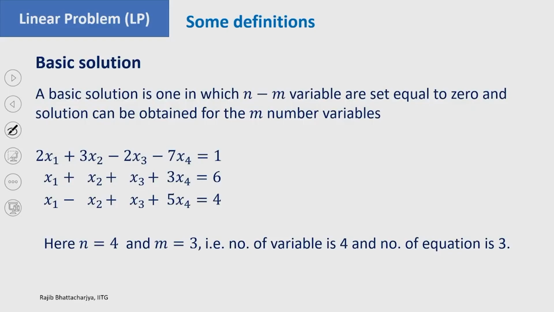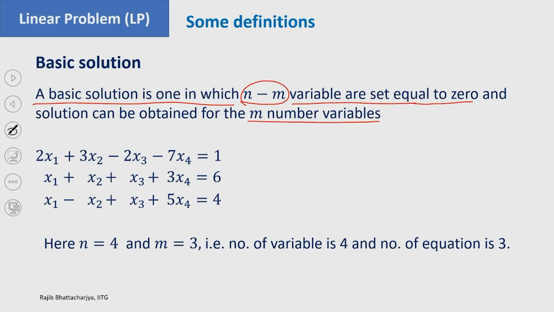Okay. Now, what is a basic solution? A basic solution is one in which n minus m variables are set equal to 0, where n is the number of variables and m is the number of equations, and the solution can be obtained for the m number of variables. So, what you will do?